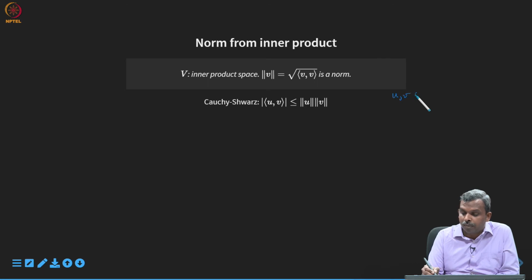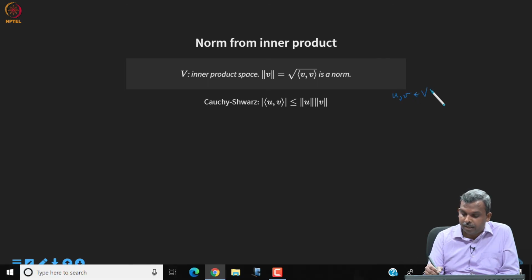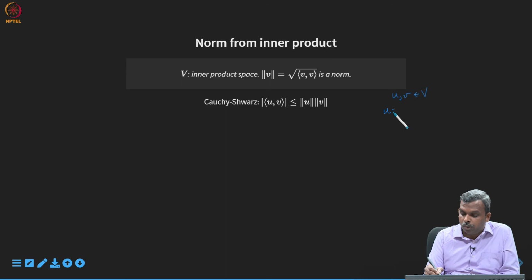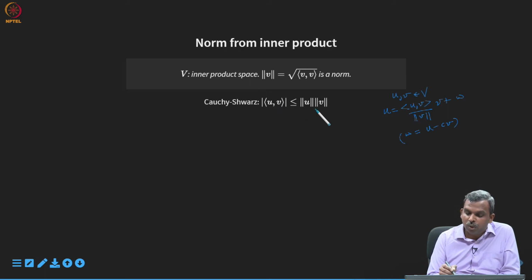If u, v are in V, then you can write u equal to u comma v by norm v, v plus w. And so this w is u minus cv. You can see this norm gives you at least a simplification to write. Previously we were writing v comma v, so now wherever you have v comma v you can simply write norm v. Same thing you can do to the Cauchy-Schwarz inequality.